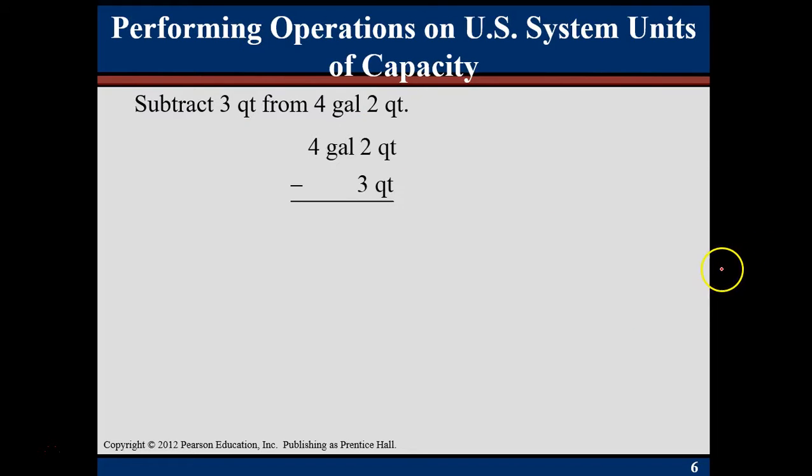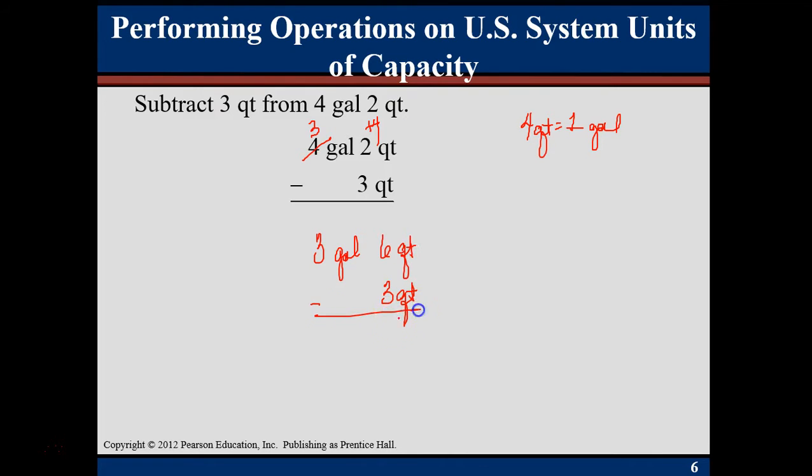Subtraction, you could still borrow, though. If I have 4 gallons and 2 quarts and I want to take out 3 quarts, well, 2 minus 3 doesn't work. So I'm going to have to drop this down to 3 gallons. And I know there's 4 quarts in 1 gallon. So I'm going to change this to, instead of being 2 quarts, I'm going to add those 4 in. So now I have 3 gallons and 6 quarts. And now I can subtract 3 quarts so that I have 3 gallons and 3 quarts.